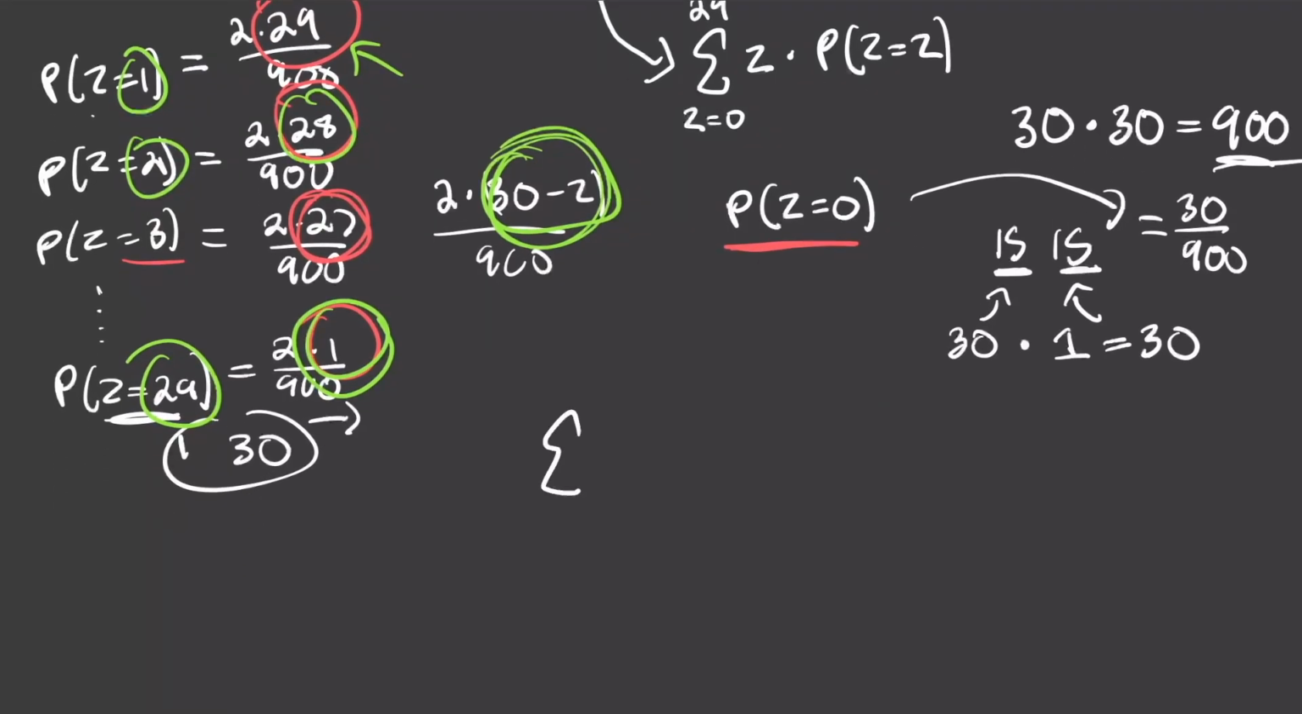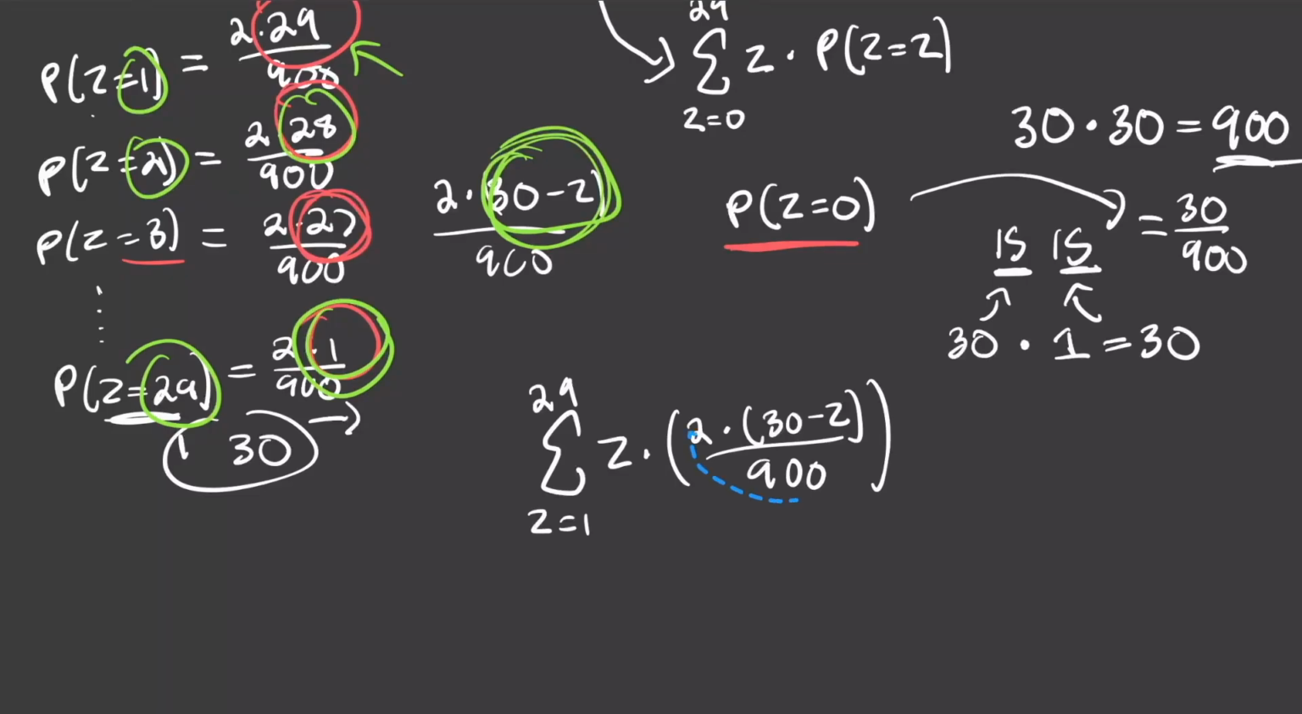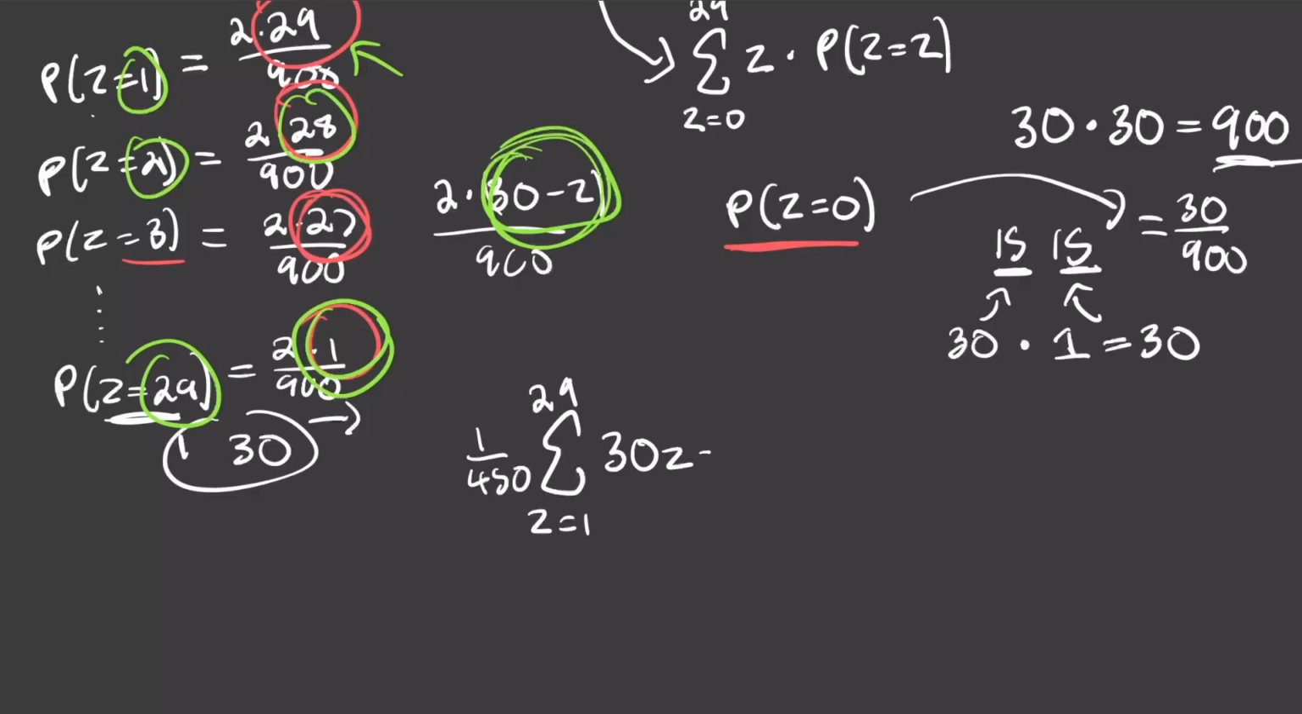Remember, we can disregard when z was equal to 0, so we just start z from 1 and we go all the way up to 29 of z times this probability distribution right here, or the formula for it, which is 2 times 30 minus z on 900, like so. Now I can pull out my constants, my 2 on 900. Let's just pull those over here. So I have 2 on 900, which is just 1 on 450 times, I'm going to basically distribute this inside. When I do that, I'm going to get 30z and then minus z squared.